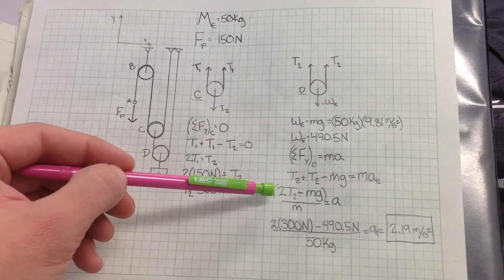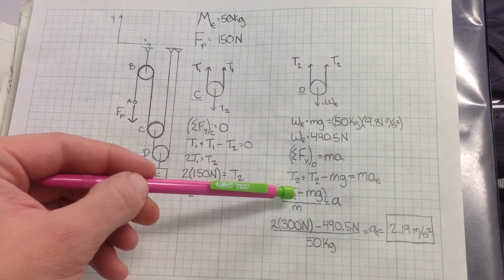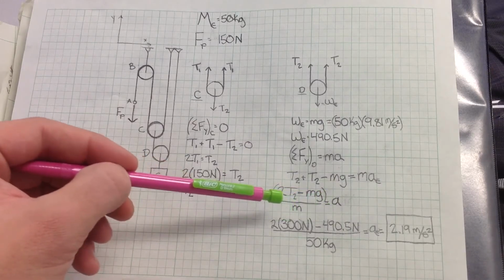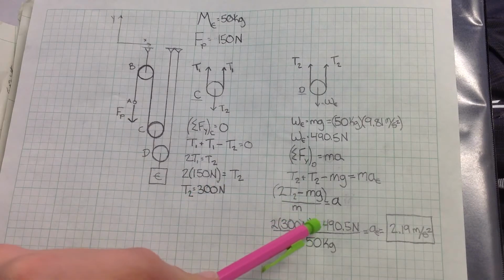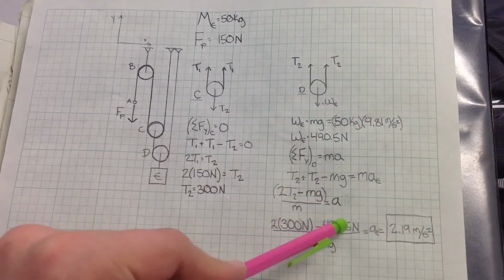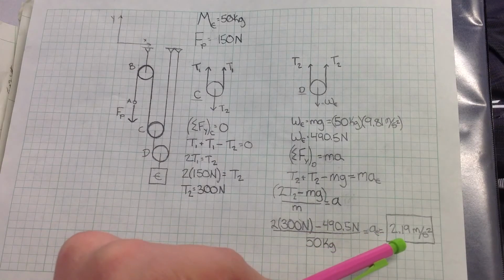To solve for a, we have 2T2 minus mg, over m. Plugging in our knowns, T2 being 300, our weight, which we solved for earlier, and our mass of 50 kilograms, gives us an acceleration of 2.19 meters per second squared.